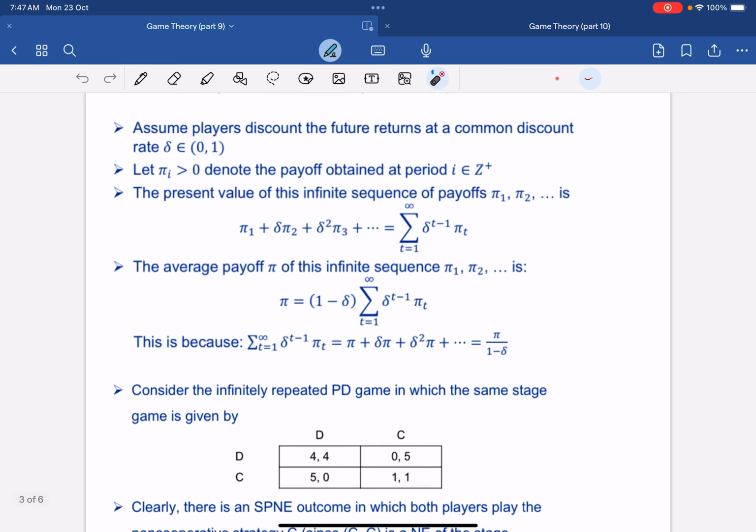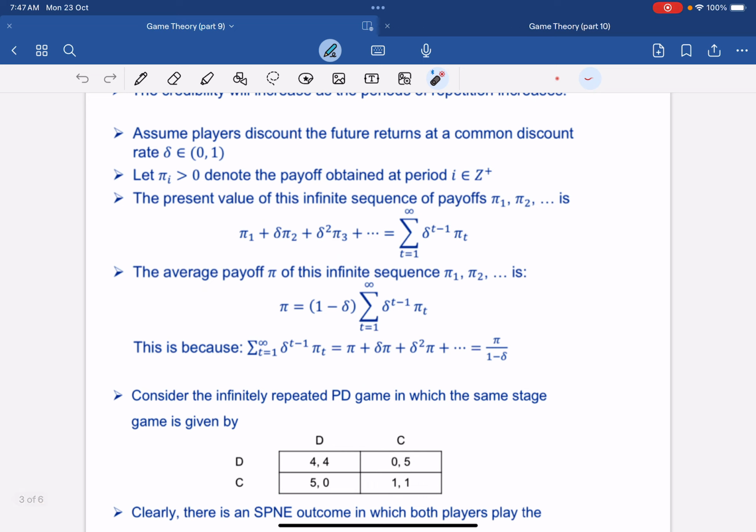So how do we understand this mathematically? Let's say we assume that the players discount the future returns with a common ratio delta. And this is the payoff obtained for each period. Then the present value of this infinite sequence of payoffs will be pi 1 plus delta times pi 2 plus delta squared times pi 3, all the way. And you can form the geometric series to form this. Then the average payoff, so you can combine them to look like this summation.